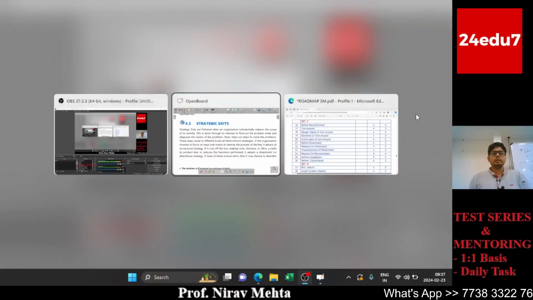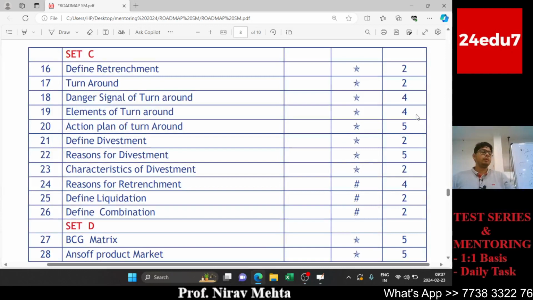Okay guys, so last time we had done our chapter number 4, set A and set B. In set A, we have done expansion versus stability. In set B, we have done different types of expansion. Are they correct? Yes or no? We had done different types of expansion. So there are n number of types of expansion.